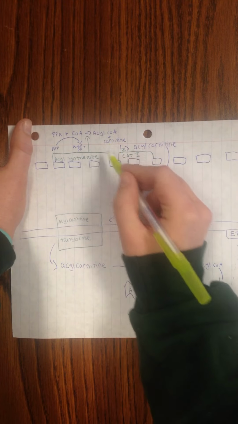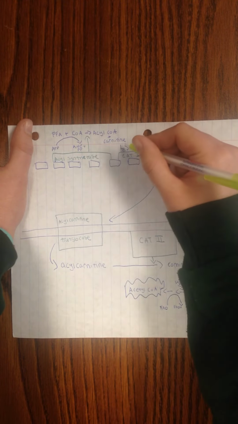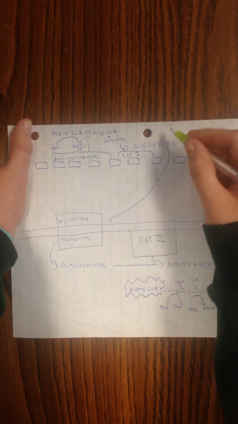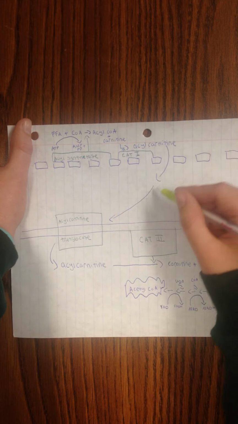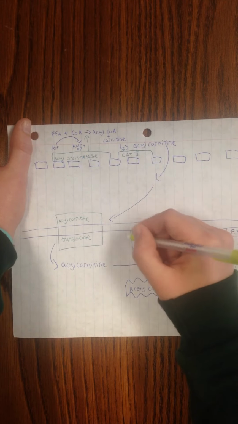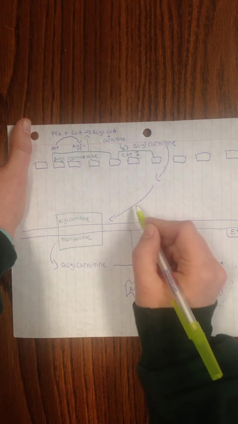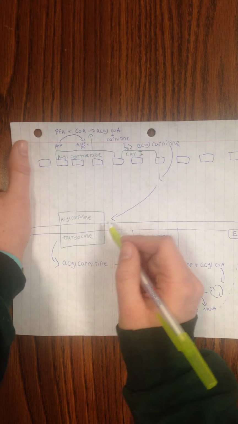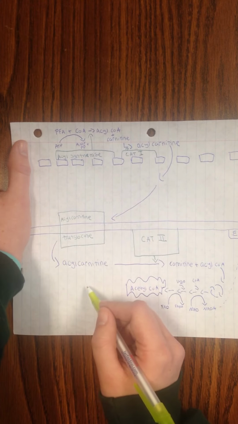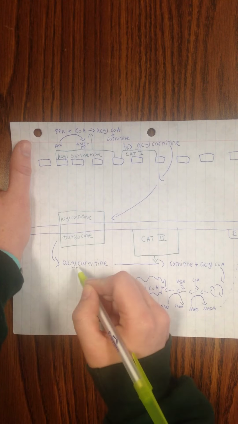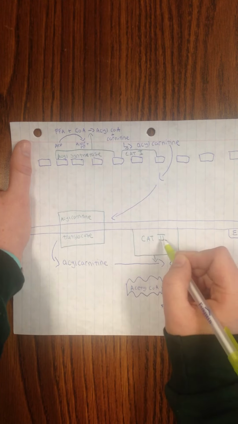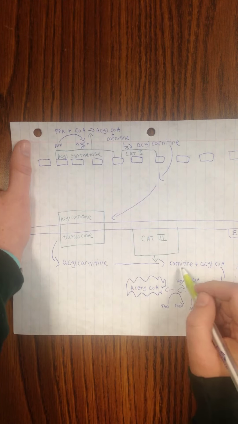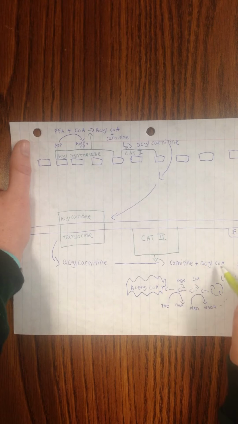So acyl-CoA, carnitine, acylcarnitine. And this can actually enter through the first membrane because it's porous. However, it can't get through the second membrane on its own, so it requires acylcarnitine translocase. That then takes it inside of the mitochondrial matrix. Then acylcarnitine via CAT2 is broken back down into carnitine and acyl-CoA.